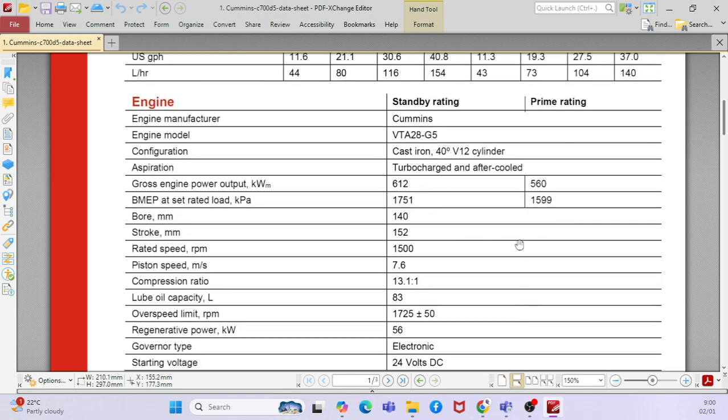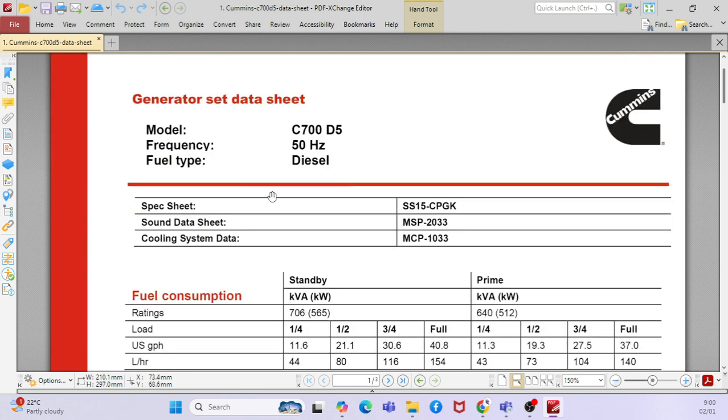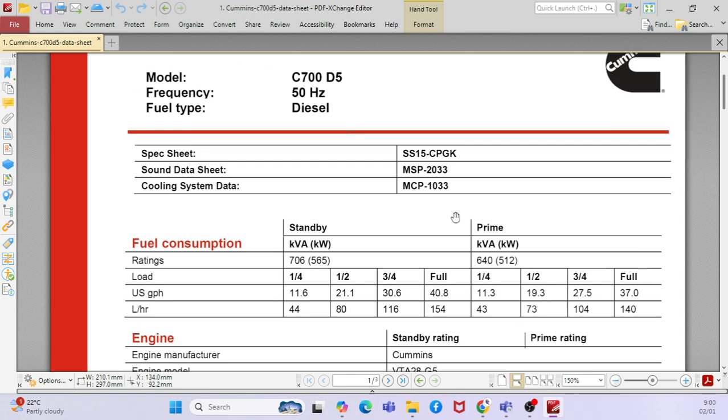See, normally here most of the data will not change. The same generator, for example the C700D5: when you run it for 1 hour, it will give you 706 kVA. If you run the same generator for 12 hours, it will give you only 640 kVA. Whereas in continuous mode, it would still give you 706 kVA, but uninterrupted for 24 hours. Yes, got it. I think I've understood this. Yeah, that is the difference.